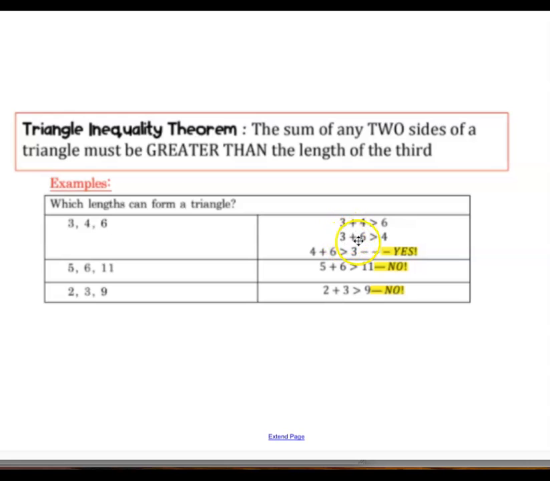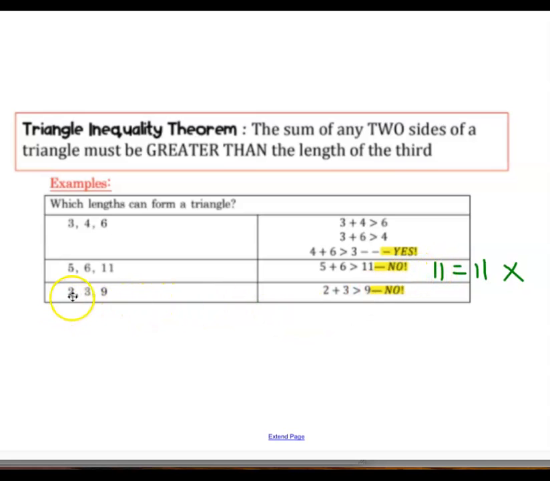So then I do 3 plus 6, which we know is 9, which is greater than 4, so that's good. And 4 plus 6 is greater than 3, so 3, 4, and 6 can form a triangle. Let's look at the next one. So first we start with the two smallest, so 5 plus 6. And 5 plus 6 is 11. So 11 equals 11. It is not greater than 11. So 5, 6, and 11 cannot be a triangle.